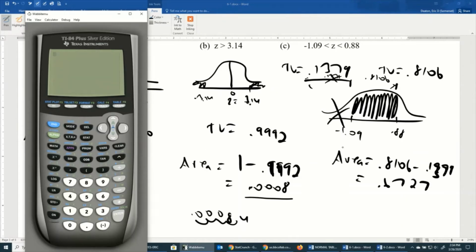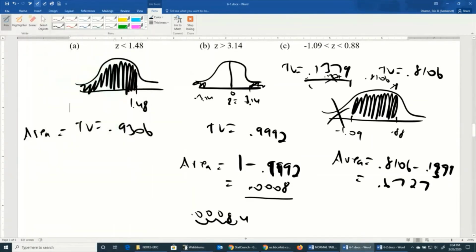And then the last one, which is the hardest one to do by hand because it has 2 table values, is actually the easiest one to do by graphing calculator. So 2nd VARS 2, left bound, right bound: negative 1.09, comma, the right z value, 0.88, and hit enter, and there's your answer, 0.6727.